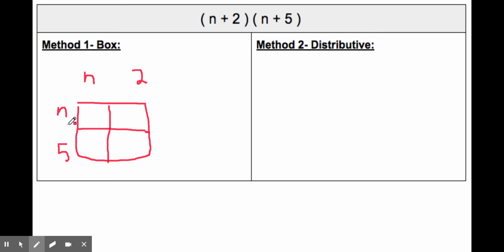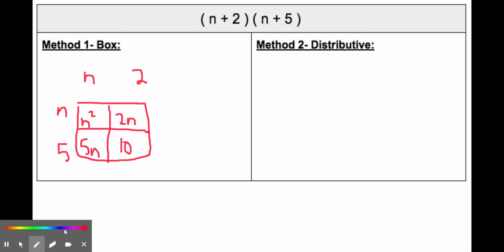So n times n is going to be n squared. Again, where they meet, that's where you're going to multiply. So 2 times n is 2n. Right here, this area where 5 and n meet, that's 5n. And then this 5 and 2 meet here. 5 times 2 is 10. So you might be thinking, hey, there's 4 terms here. However, this is going to be a trinomial.